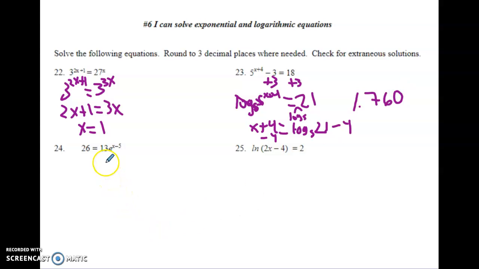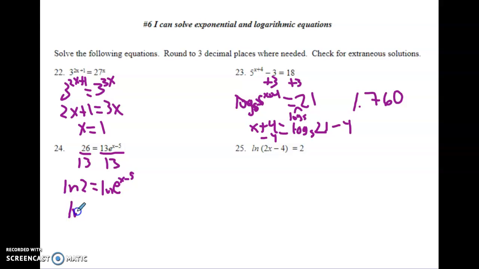Number 24, the first thing you should notice is this 13 is being multiplied by the e to the x minus 5. So if we divide each side by 13 and get rid of that 13, we get 2 equals, I'm going to leave a little space here, e to the x minus 5. Now, to get rid of the e, I have to take the natural log, because natural log is log base e. So I take the natural log of that side also.